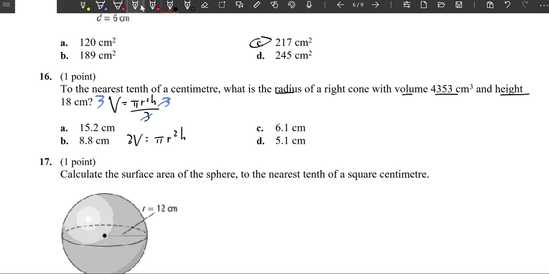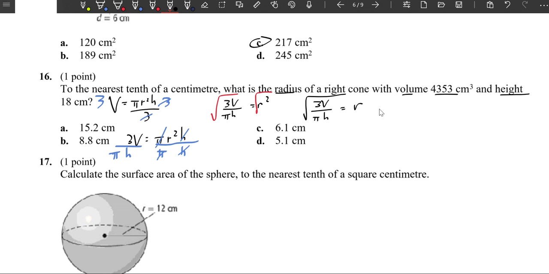I still don't have r alone, so I'm going to do the next thing, which is I'm going to divide both sides by pi and h. Why? So I can cancel, but I got to divide this side by the same. So now what I'm at is 3v over pi h equals r squared. And if I want to take just r, I'm just going to have to take the root of both sides. So now what I'm left with is the root of 3v over pi h is equal to the radius.